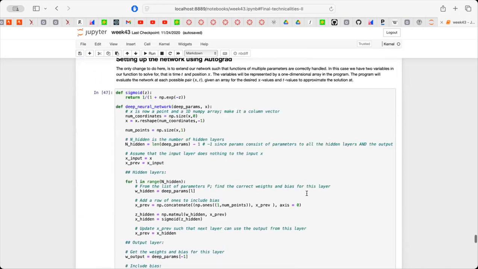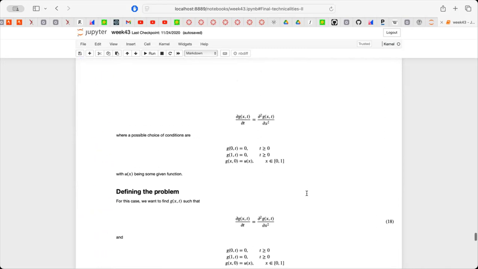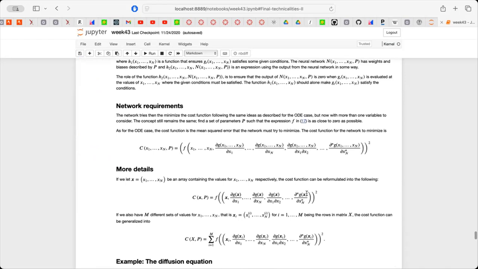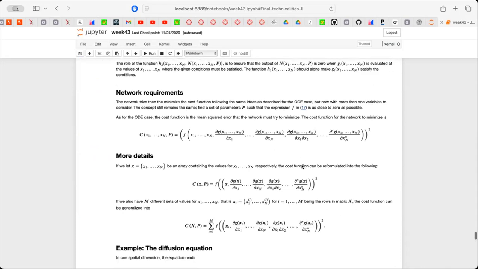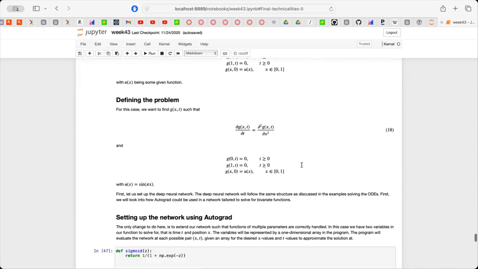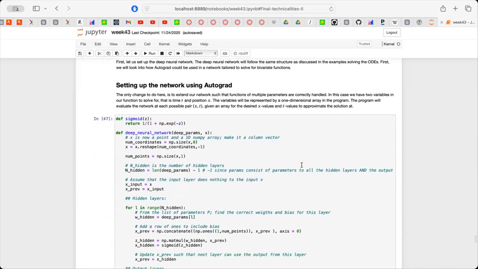And the reason why you need the Jacobian is because we have terms like this now. So we are not only dealing with one variable, but we have derivatives with respect to x1, x2, etc. And that's the main complication when you're setting up a neural network for solving a partial differential equation.